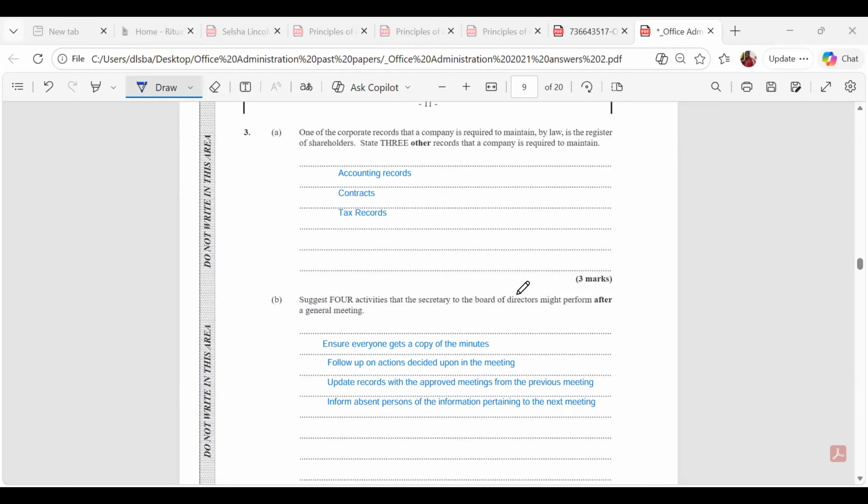To make sure everybody has a copy of the minutes. Make sure you complete it. Make sure everybody has a copy of it. Make sure everybody is doing what they're supposed to do. So you follow up on the action plans. You inform absent people on what they missed. And you update the records with the approved minutes from the previous meeting.